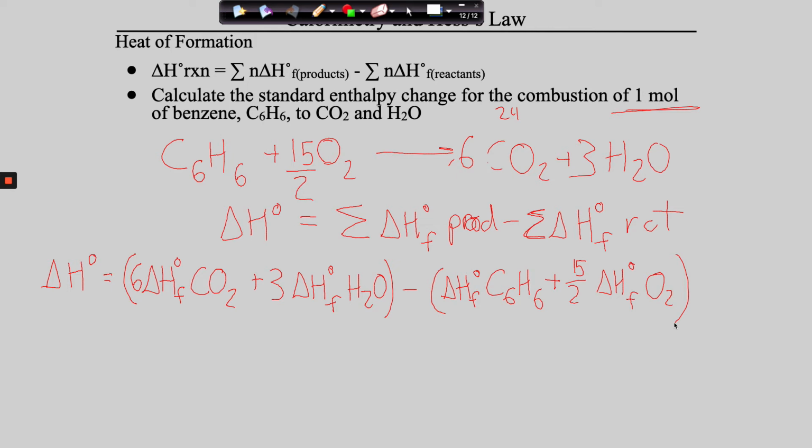Can we keep going? Now we need numbers. So guys, now we're going to go equals the sum of 6 times the heat of formation of carbon dioxide, negative 393.5, I'm getting them out of the book. Negative 393.5 kilojoules. You got to put units on it, plus 3 times the heat of formation of water.